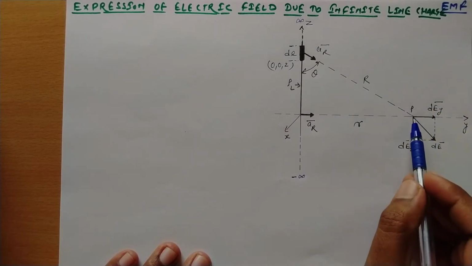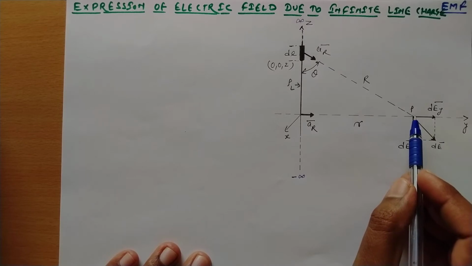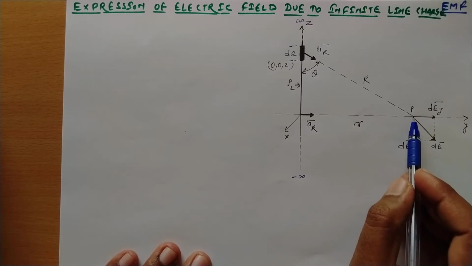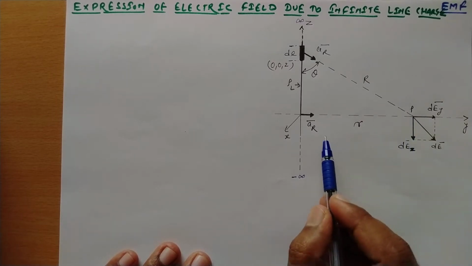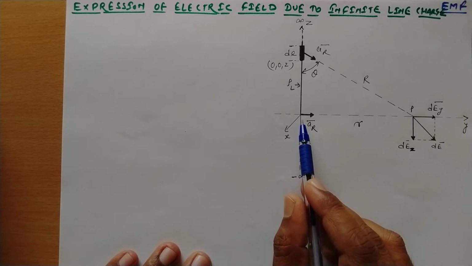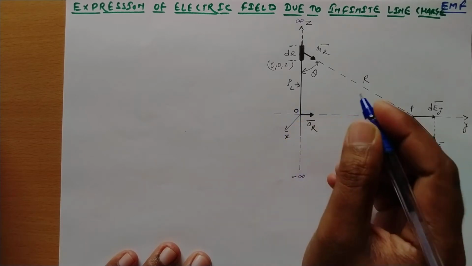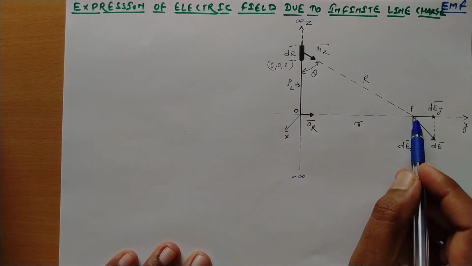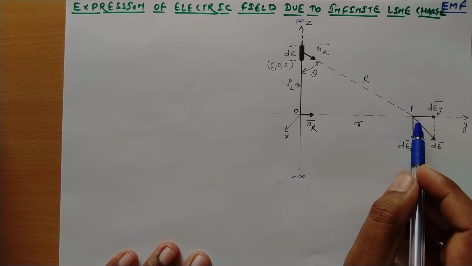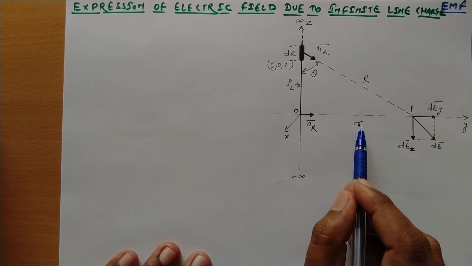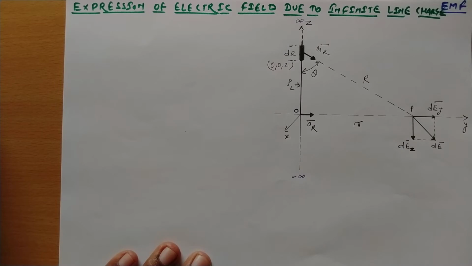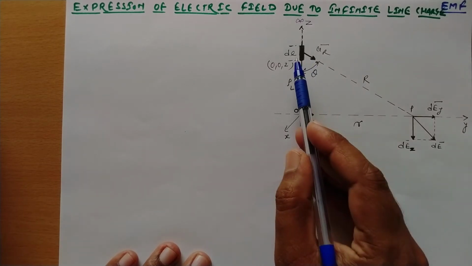And let the point P be on the y-axis, at which the electric field intensity is to be determined, and the distance of this point P from the origin is r. So this is the origin, which we can denote as O. So the distance of point P, where the electric field intensity has to be determined, from the origin will be r.